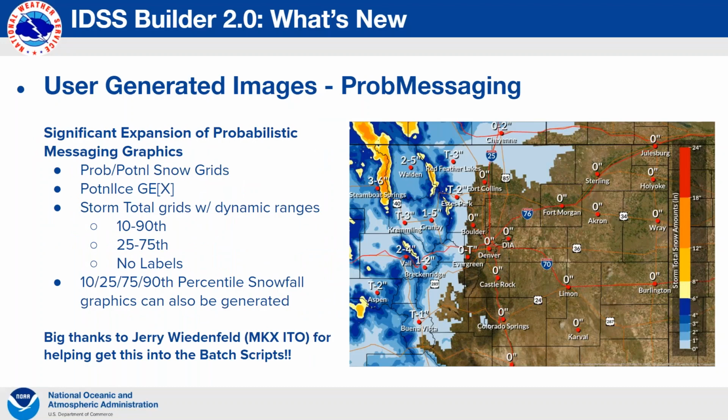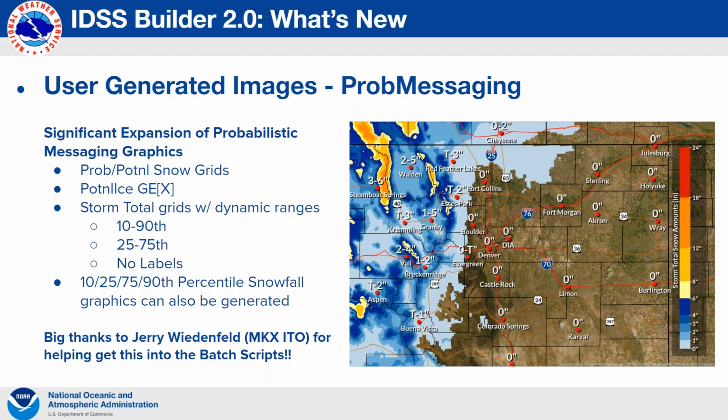Another major improvement with this release is the inclusion of prob messaging graphics. So the new batch scripts have added a substantial number of graphics for winter storm messaging. So prob snow graphics are now available, and offices that have potential snow or potential ice grids available, those graphics will also be created through these scripts.